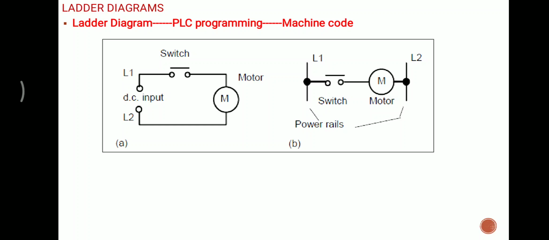Here you can see one diagram, the first diagram, A. It is indicating L1, L2. These are the power lines, and a switch is there. This switch is in the normally open condition. There is no contact between the switch and the power lines, so the motor is in the off condition. If you pass the DC input into this, the switch will act as a contact between line 1 and the motor line, and then the motor will keep running. So this is a physical system.